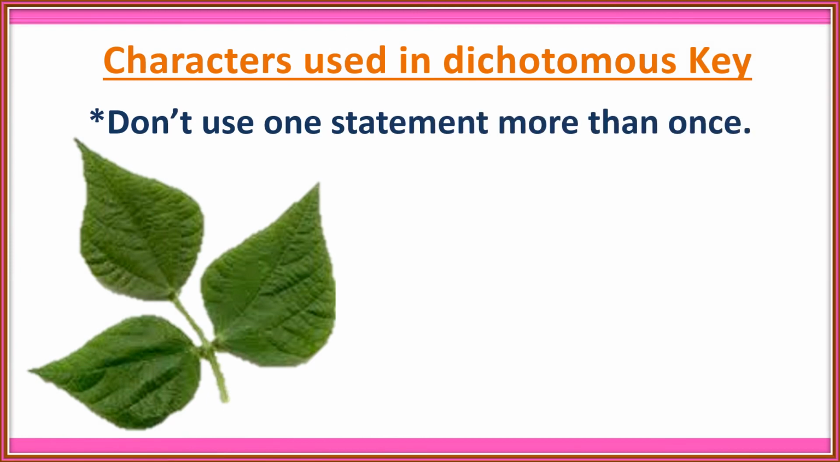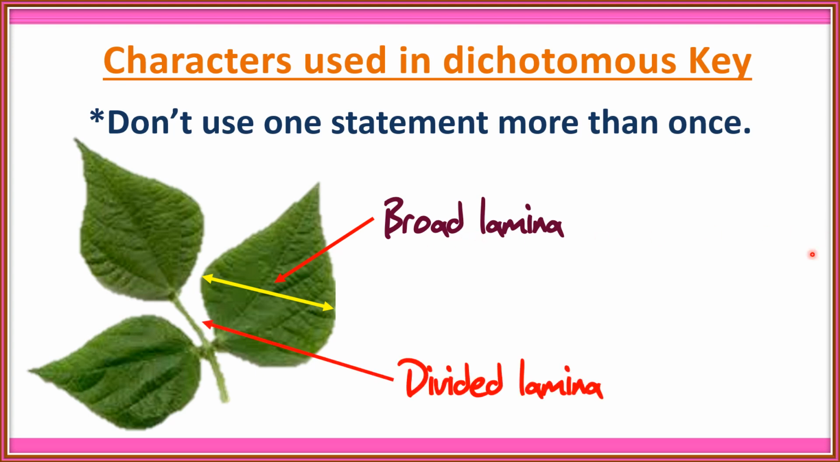Do not use one statement more than once. For example, here we can say it has a broad lamina. It has a divided lamina. Those are two different. Broad is different from divided lamina.